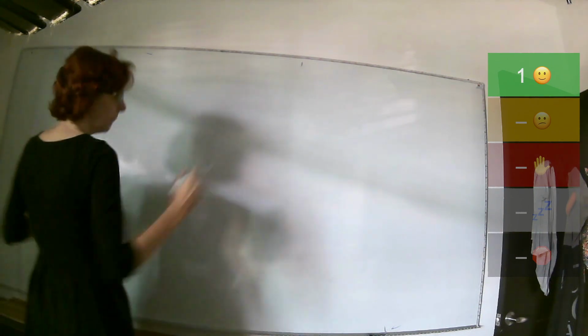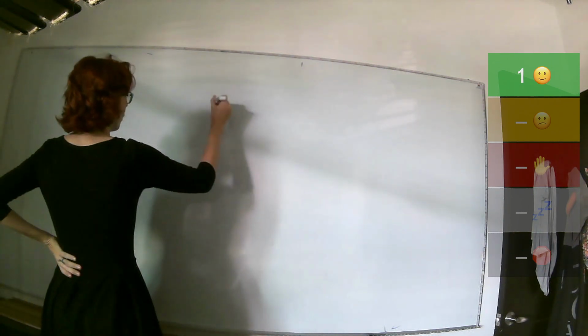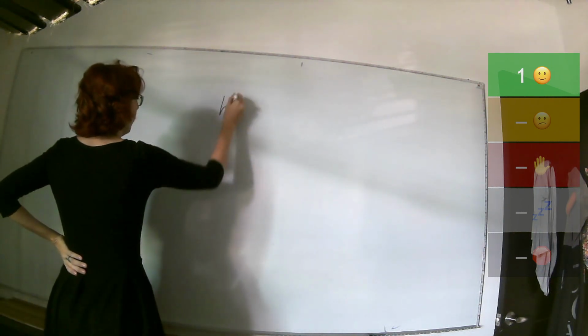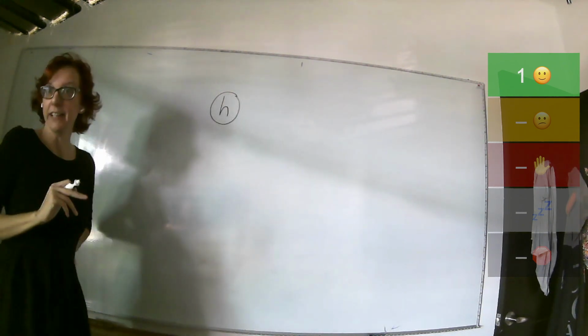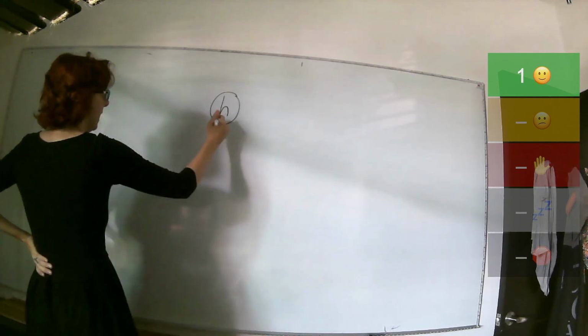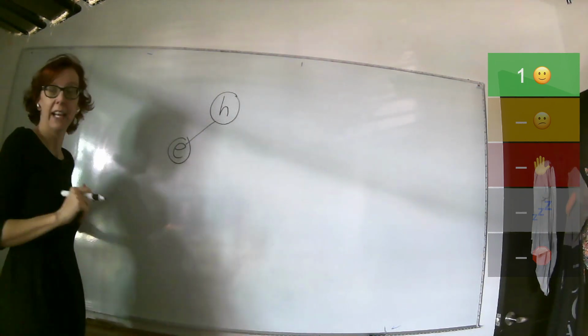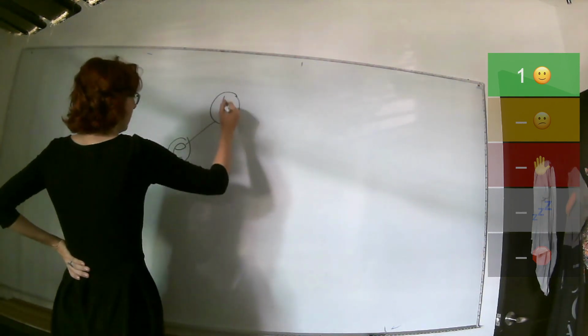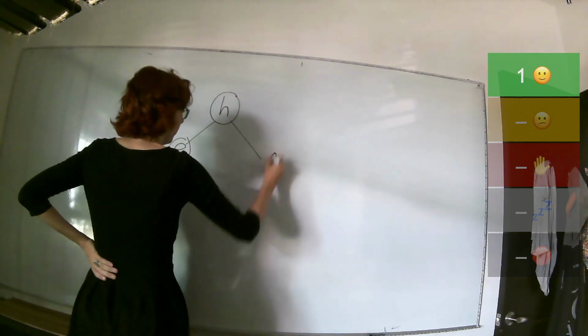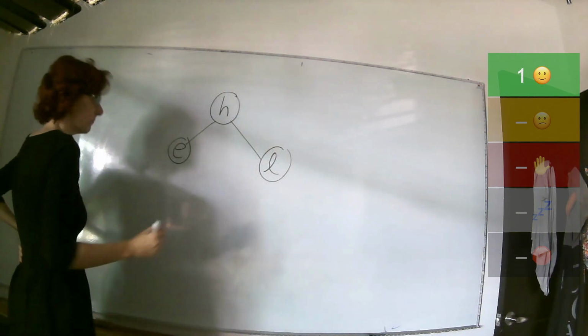So H arrives first. I have one H. Then I get an E. E is before in the alphabet, so it goes to the left. Then I get an L. It arrives here. It's after in the alphabet, so it goes here. Now remember, I have one H and one E and one L.